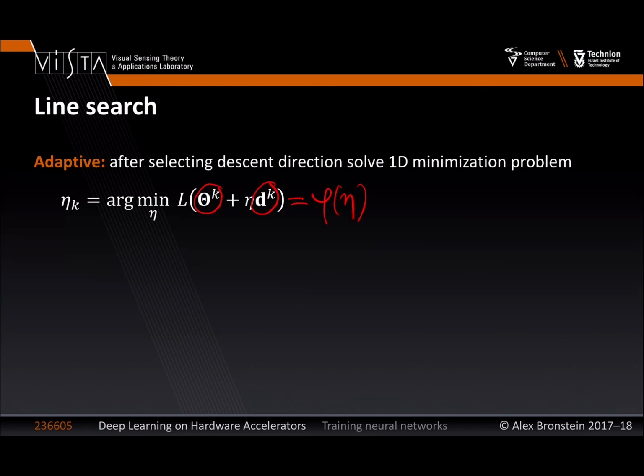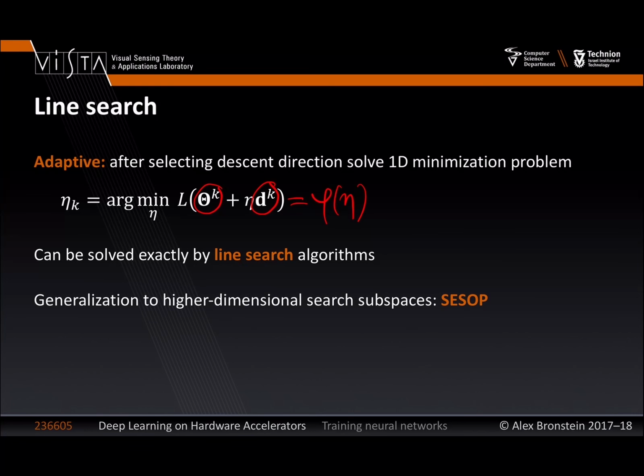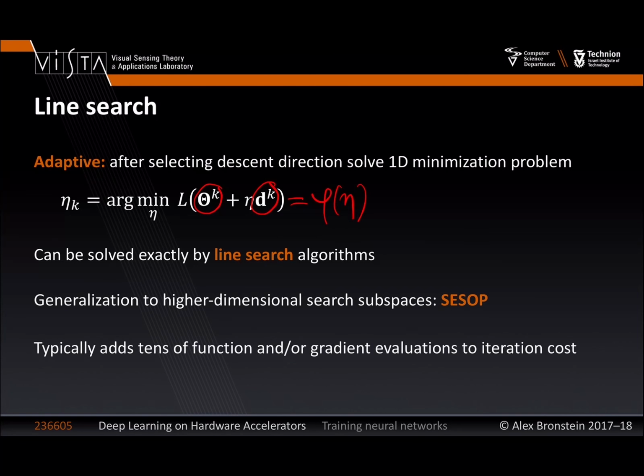Minimizing a one-dimensional function is not such a big problem. There are many algorithms that require the function itself or maybe its derivative. There are different ways of doing it. It's called line search. Actually, we can do search in a subspace of the few previous descent directions, and this subspace search is called CSOP. If you are interested, I can refer you to papers. This is a very interesting, in my opinion, potentially very fruitful research direction: to try adapting subspace search that works exceptionally well in batch mode to the stochastic setting. I think nobody really did it seriously until now. The problem is that this typically adds a few tens of function evaluations to the iteration cost.